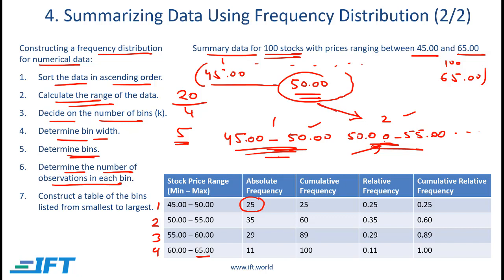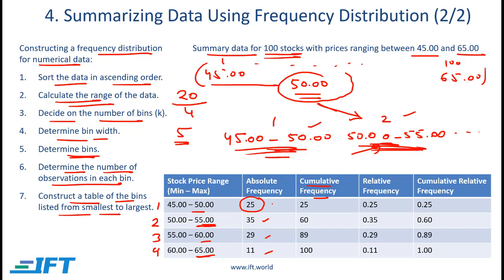So whenever something is on the border, it will go in the bigger bin, and that's what is happening. Now, once we put all the stocks in the respective bins, that's what gives us all these absolute frequency numbers. And essentially, what we then do is construct a table of the bins listed from smallest to largest. So we have the smallest bin, then larger, and then the largest, and the number of stocks that are in each bin. Cumulative frequency simply takes all the numbers till that point.